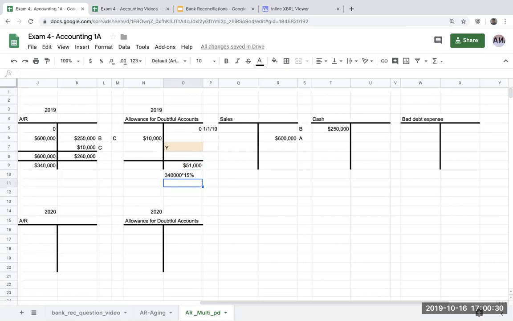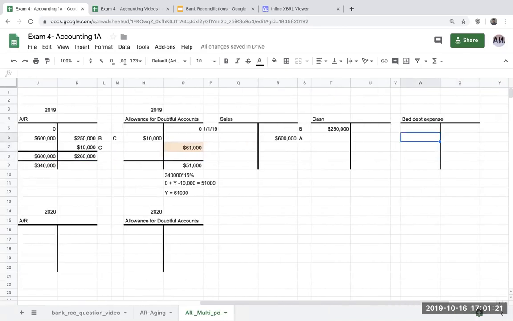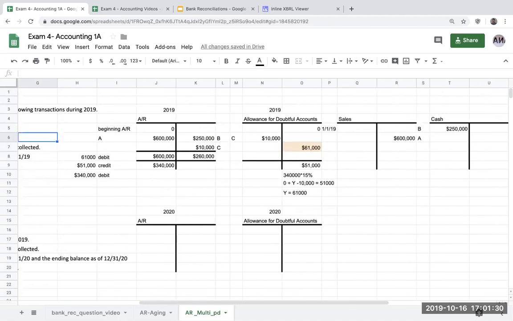So how do I solve for this? I have y, or 0, plus y minus 10,000 equals 51,000. What is y going to be equal to? 61,000. So 0 plus 61 minus 10,000 gives me $51,000. So this 61,000 is my bad debt expense. Basically, a $61,000 debit. To record bad debt expense, the journal entry is always the same. I debit bad debt expense, and then I am crediting the allowance for doubtful accounts. Okay.